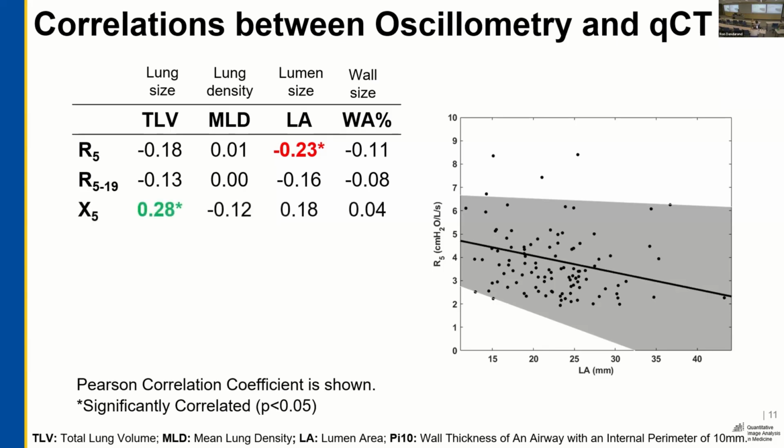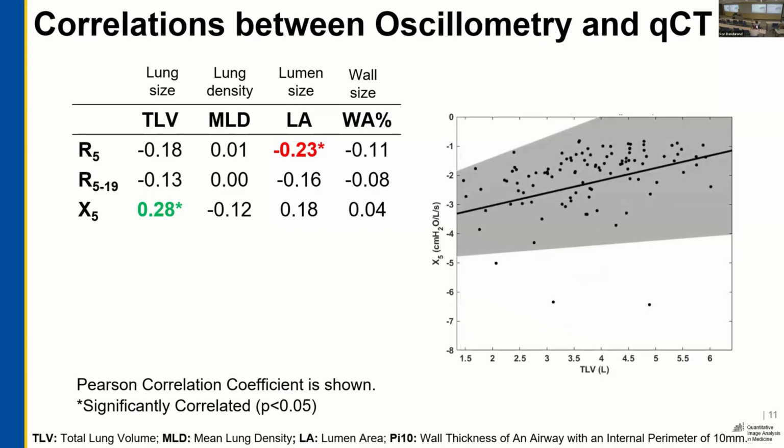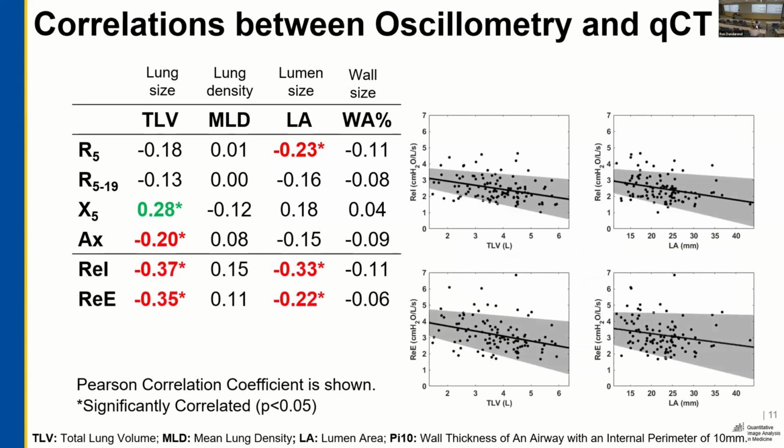But for reactance at 5 Hertz, we saw a significant positive correlation, meaning that as lung volume increased, reactance also increased significantly. Similarly with AX, just in the opposite direction, because obviously the measurements are flipped in sign. But it gets interesting when we add the intra-breath components. Looking at end inspiration and end expiration correlations, we now see that resistance is still correlated with lumen size, but now also correlated with lung size. So again, both larger lumens and larger lungs decrease resistance at both breath phases.